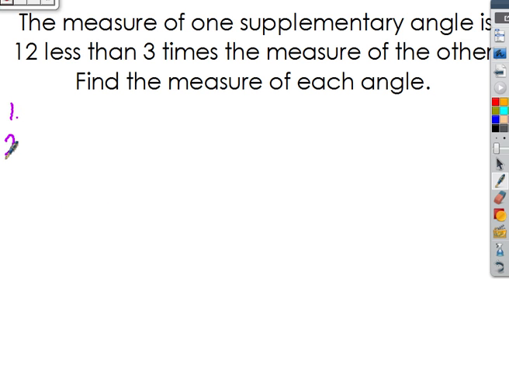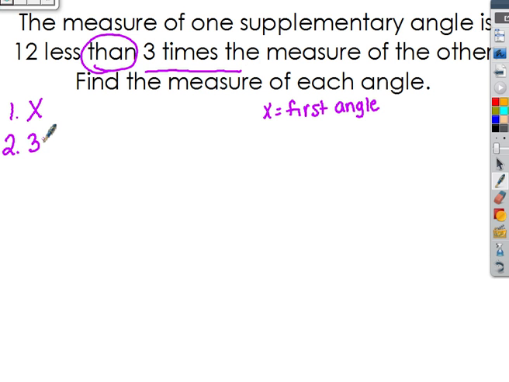1, 2. And it tells us that the measure of one of them is 2 less than 3 times the other. So I don't know what the other one is, so one of them is going to be called x, and we'll call this the first angle. And the other one is 12 less than 3 times that one. So 3 times the first one, and 12 less than that would be minus 12. Remember, than is a turnaround word. So we're also using words into math.